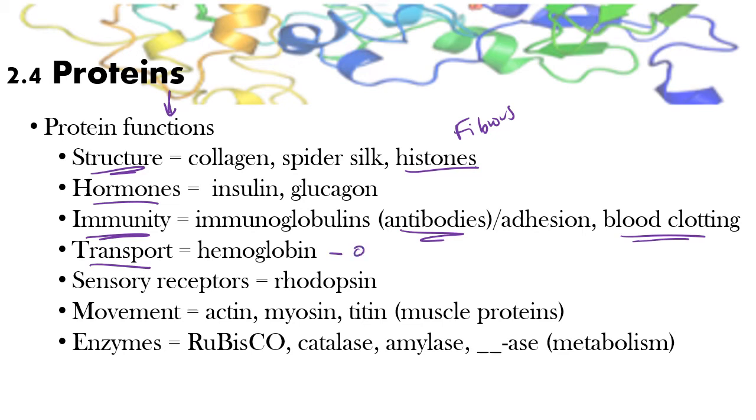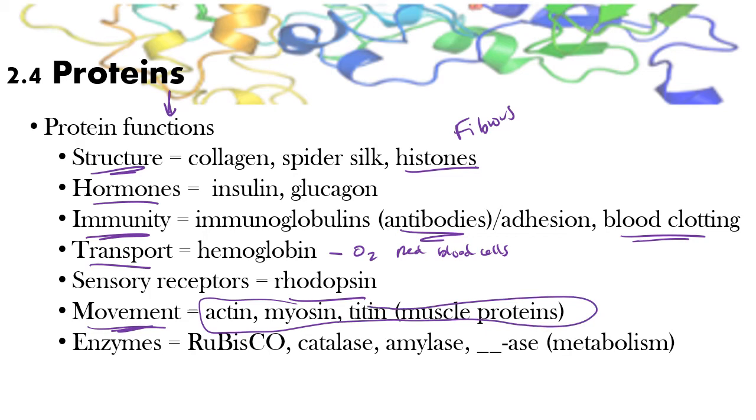Hemoglobin is going to carry oxygen around the blood on red blood cells. We need that oxygen carried around so we can get it to our mitochondria, so those mitochondria can make lots of ATP for us. Sensory receptors like rhodopsin are going to notice some color stuff in our eyeballs. Movement is a super important function of proteins, so all of our muscle proteins, actin, myosin, titin, are all fibrous proteins. And then enzymes, which is what we're going to talk about for the second half of today's lecture.